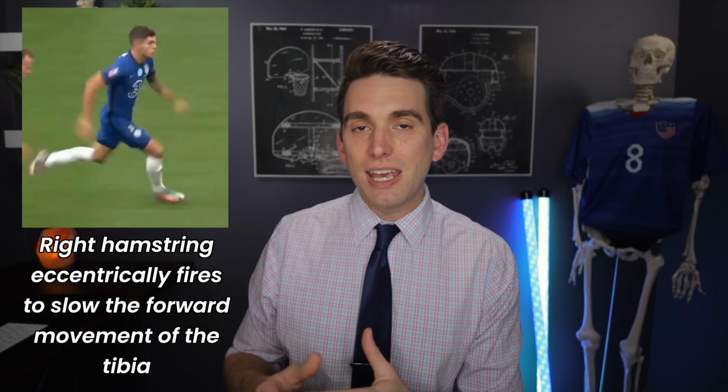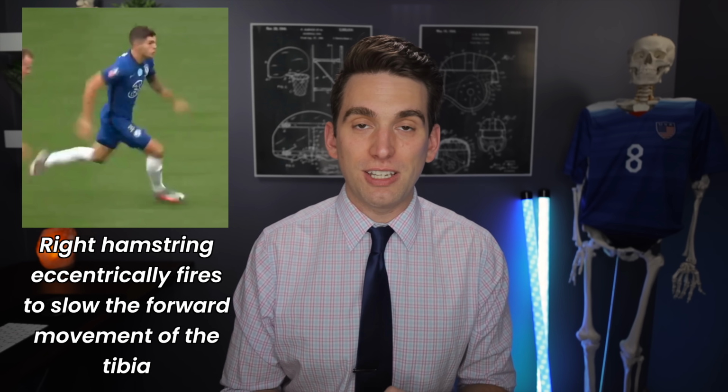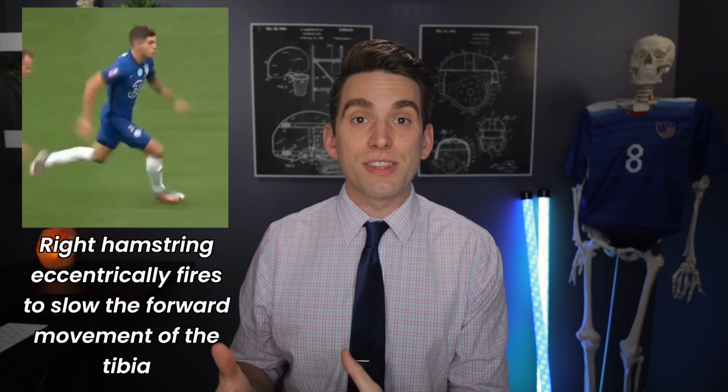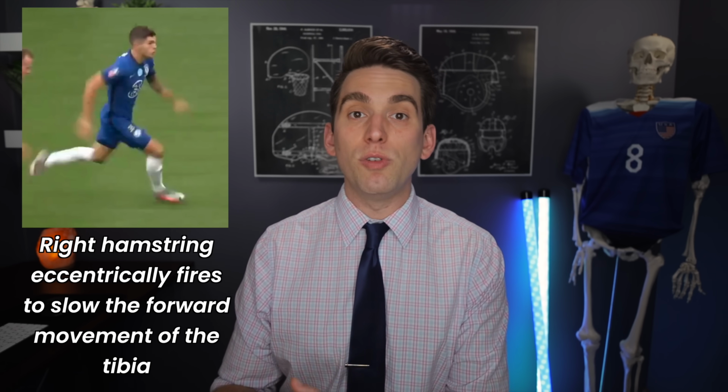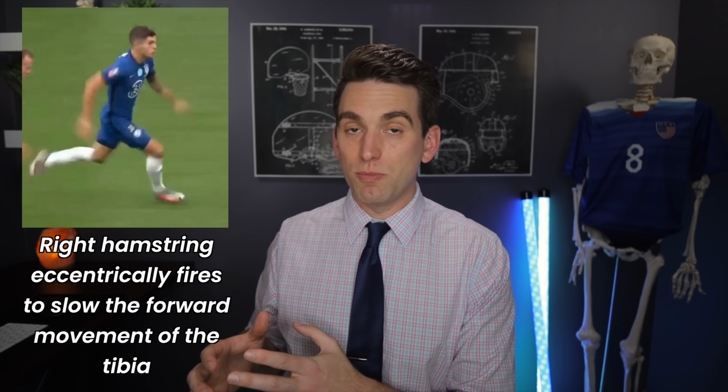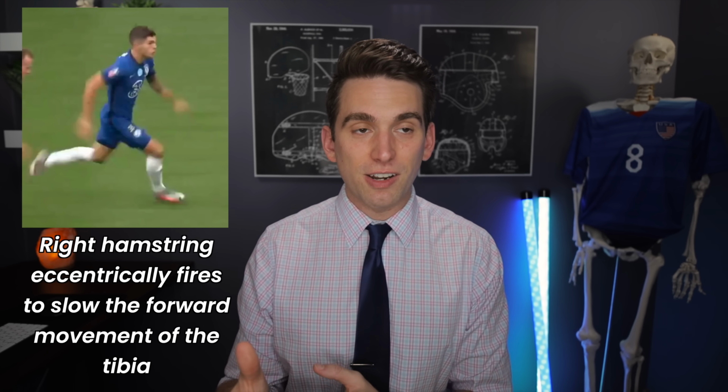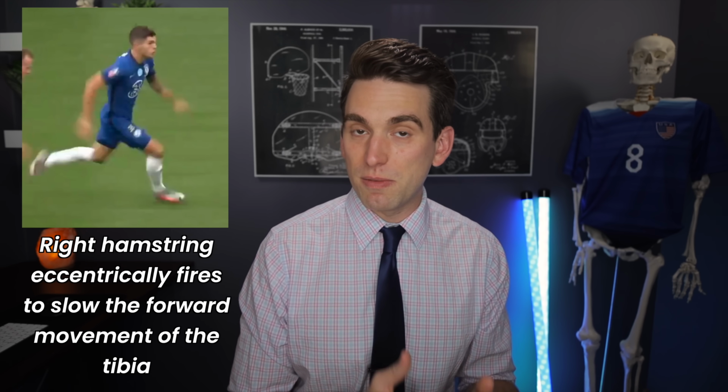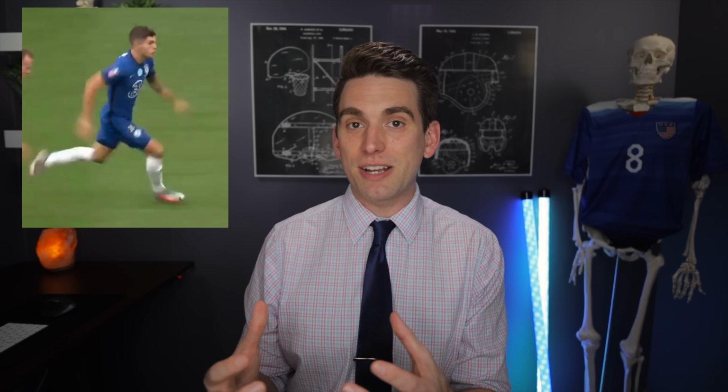As Pulisic's leg here is swinging out forward, his hamstring muscle is eccentrically contracting to try to slow down the velocity of his tibia and leg moving forward. So even though his leg is moving forward here, his hamstring muscle is firing to sort of control and slow down that movement. Then, as soon as the foot plants, now the hamstring muscle has to all of a sudden contract and squeeze really hard to pull that leg through and get the body moving forward. So at this time, the hamstring is already lengthened and trying to maximally contract, which predisposes it to getting torn.